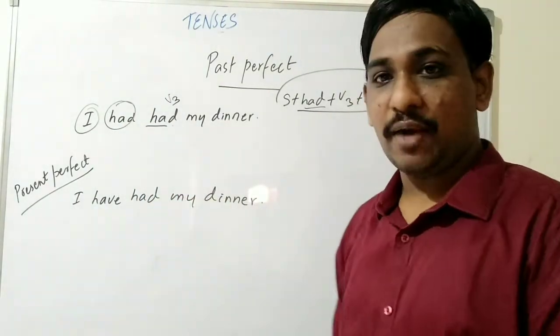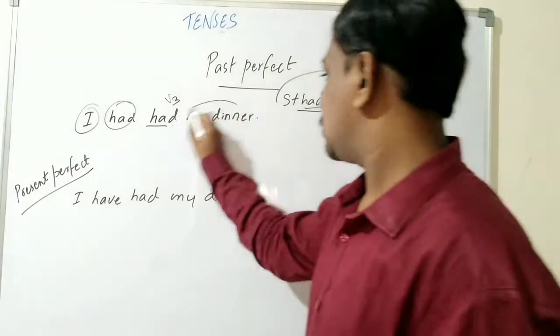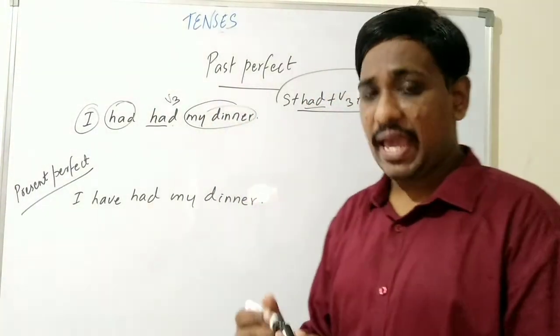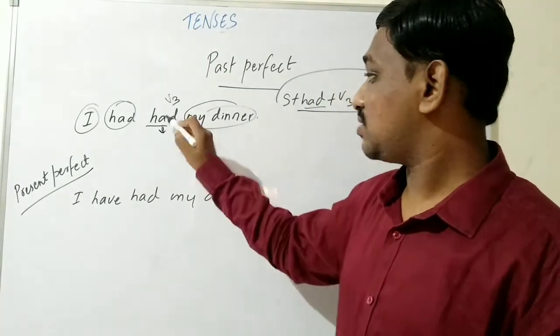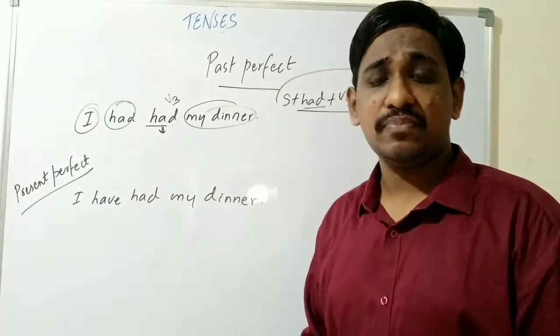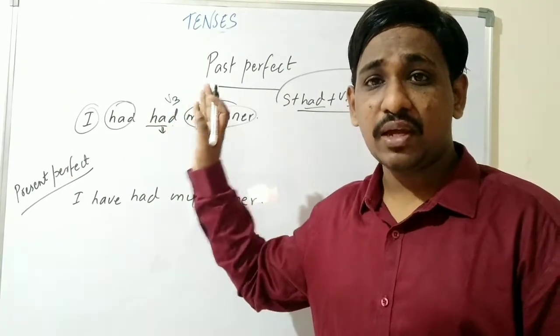I had my dinner. So it is correct. This is the object. So when you say I had my dinner, you say that I had completed my dinner. Instead of completed or finished, you are using another had. So this sentence is grammatically correct.